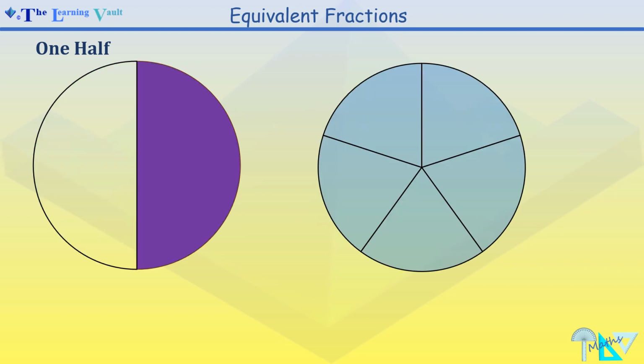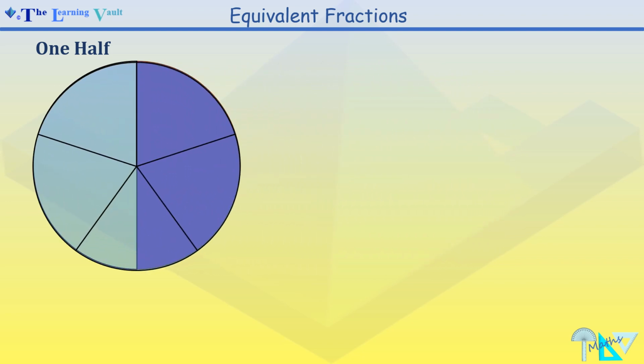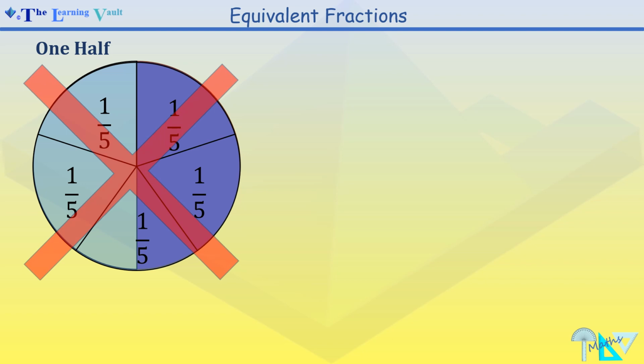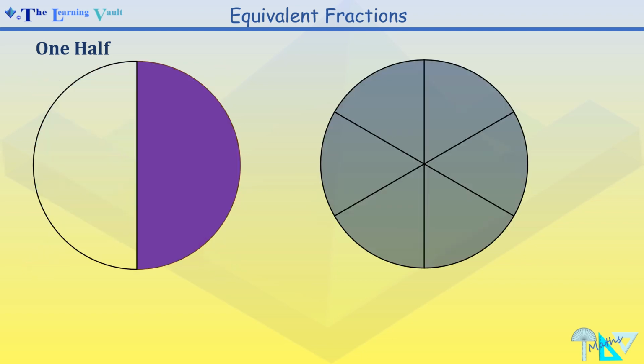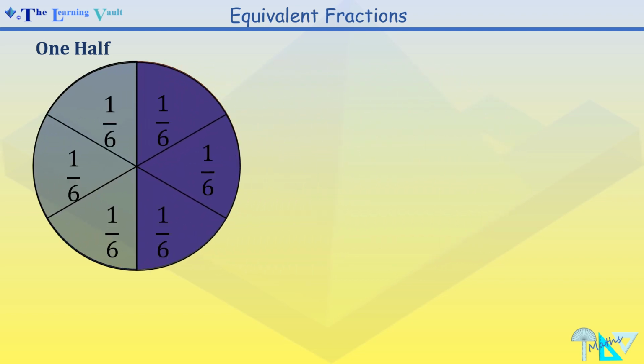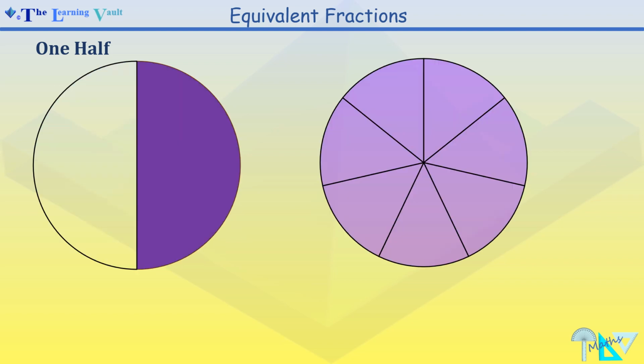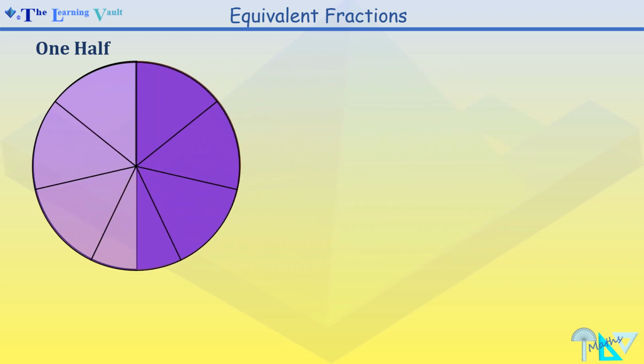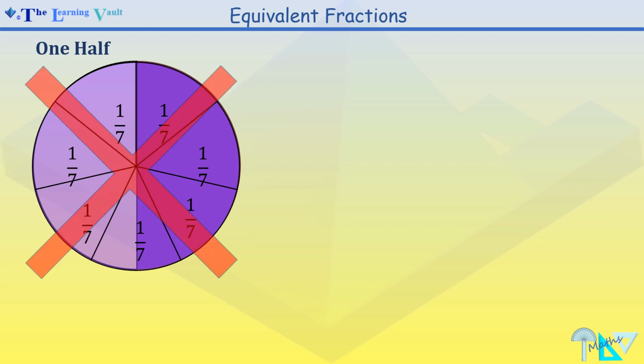Let's try the same with our circle divided into 5 equal parts. And nope, doesn't fit in nicely, so no equivalent fractions here. Next, we tried with our circle divided into 6 equal parts. And yes, we do have an equivalent fraction here. 3 over 6 is equivalent to a half. Let's have a go at our circle divided into 7 equal parts. And no equivalent fractions here.